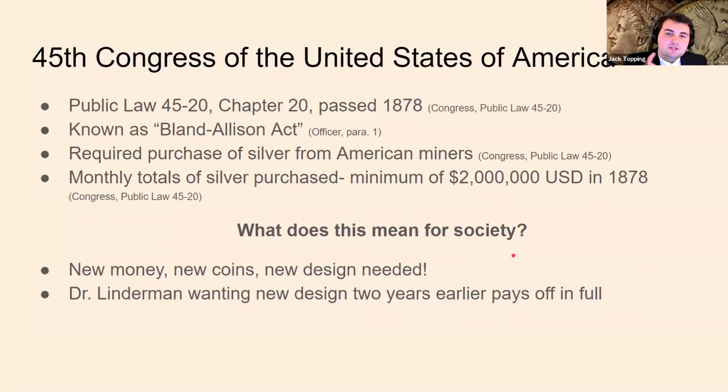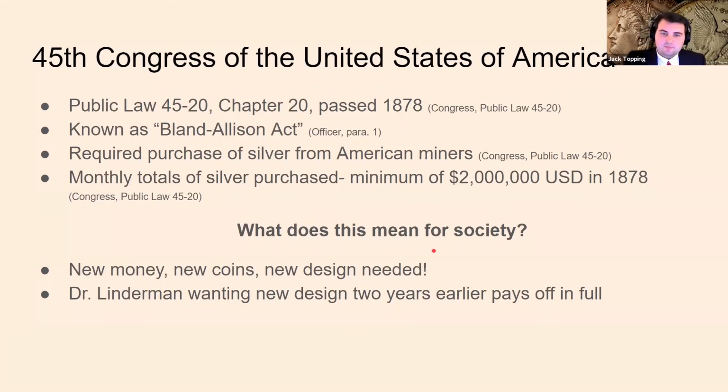Keep in mind, these are 1878 dollars. The minimum requirement of the law was $2 million a month in 1878. So $2 million in 1878 would, according to an inflation calculator, be just over 51 million United States dollars every month in today's dollars, in 2020 dollars, which is a lot of money to be spending every month on silver.